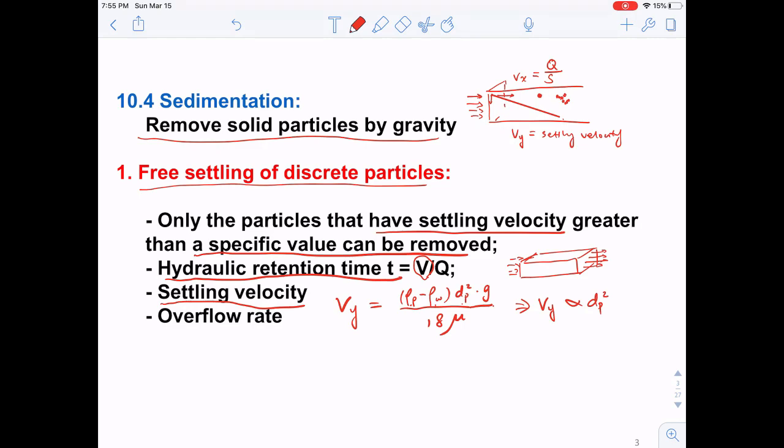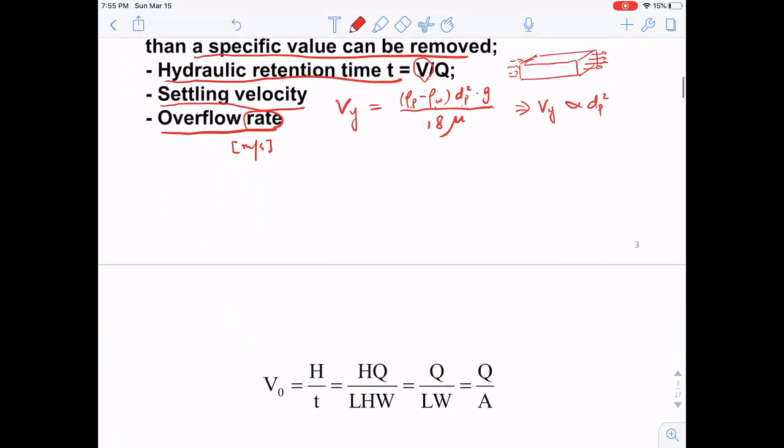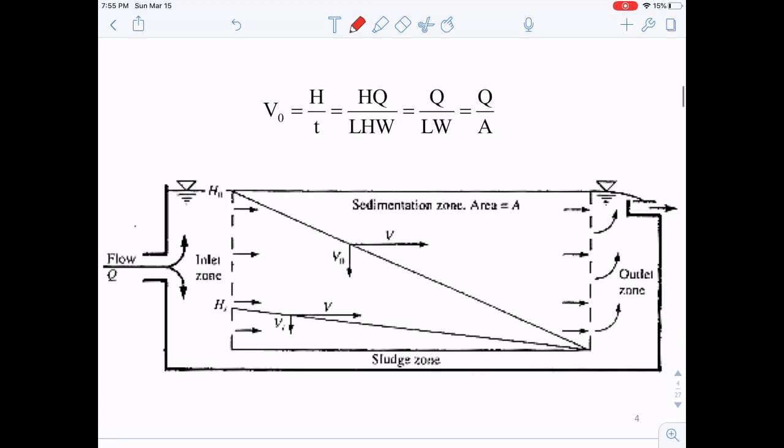Then how do we decide whether the particle will settle down or not within this sedimentation basin? So this critical velocity we're talking about is the overflow rate, okay? Although it's called a rate, actually it has the unit of meter per second, which we call the overflow rate, okay?